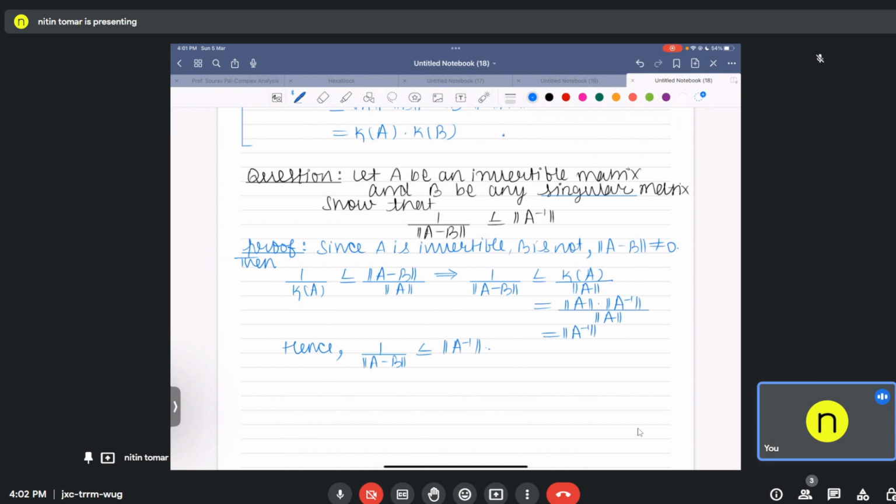Part of learning mathematics in particular: whenever something shows up in the statement, for example this 1 upon norm A minus B, you should first ask yourself why is this a well defined quantity? Okay? Just make it a habit.